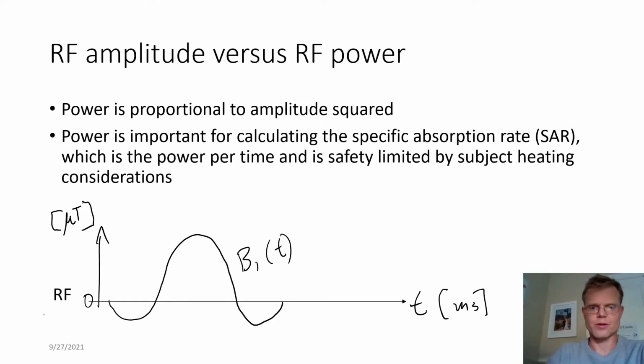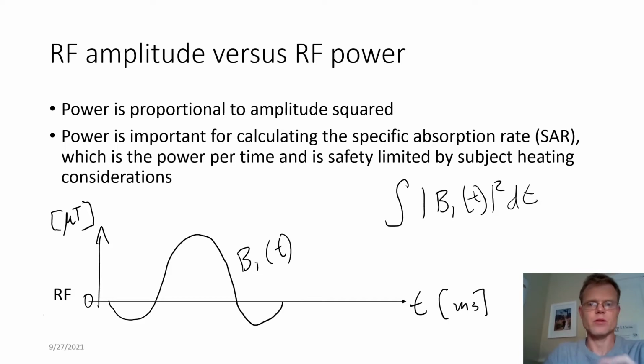But the other thing that's important about an RF pulse is the power. And the power is proportional to the integrated squared area of an RF pulse. The reason this is important is for safety reasons. This determines how much we can be heating up the tissue with this RF energy, and so that's limited for safety reasons. The limiting factor is called the specific absorption rate, and it's proportional to this pulse power. So that is something we need to know about our RF pulses.